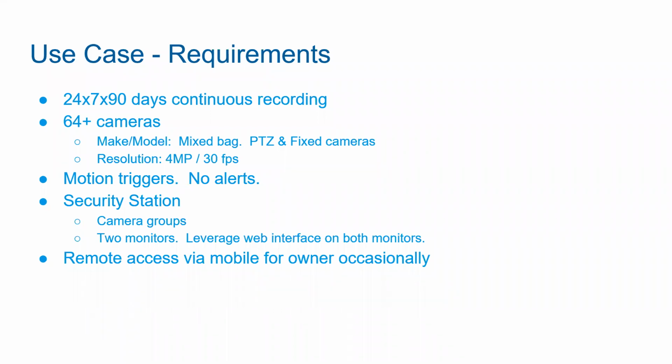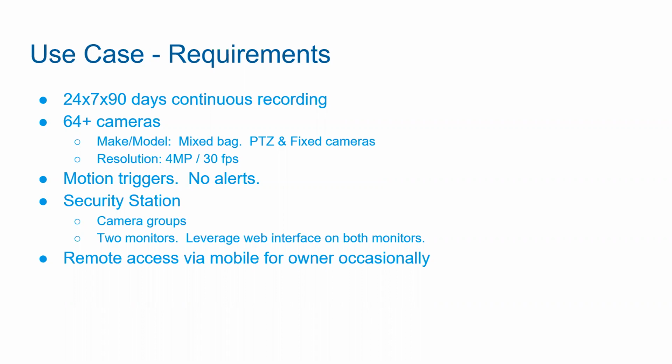There are 64 plus cameras on this campus. The make and model is a mixed bag. They also have PTZ and fixed cameras. All the cameras have 4 megapixel, 30 frames per second performance capabilities. So it's a lot of data coming into Blue Iris.